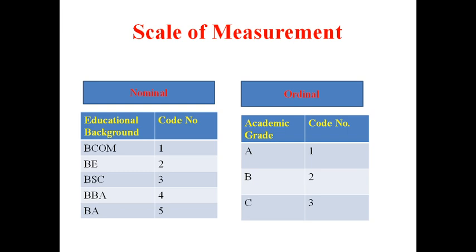Now the scale of measurement. Educational background is in nominal scale. You can see here the five educational backgrounds of these students: BCom, BE, BSc, BBA and BA. And the academic grades are in ordinal scale: grade A, grade B and grade C. Why is it in ordinal scale? Because grade A is better than grade B and grade B is better than grade C. So that is the scale of measurement.